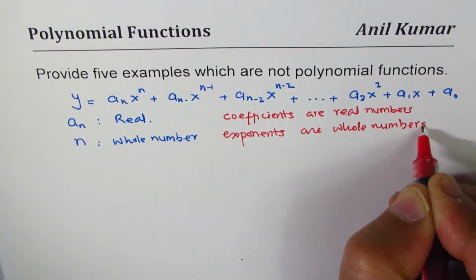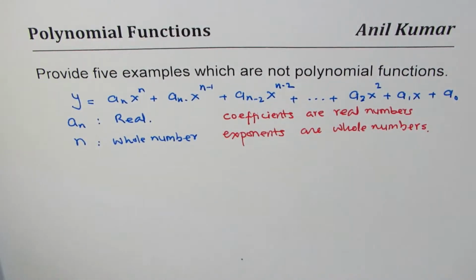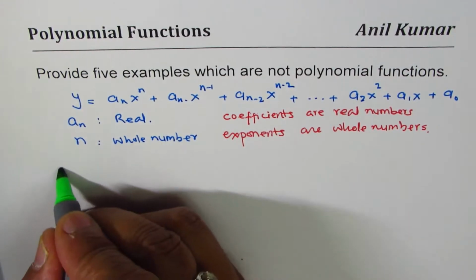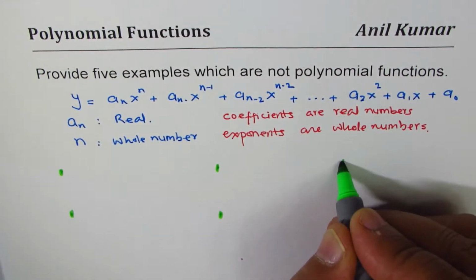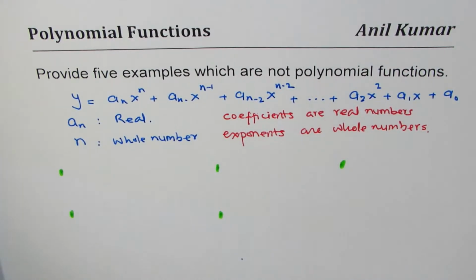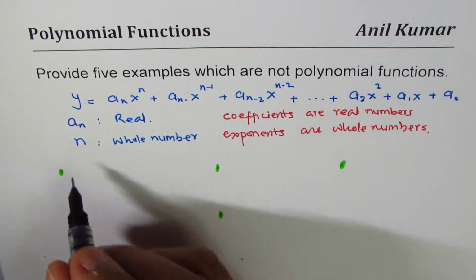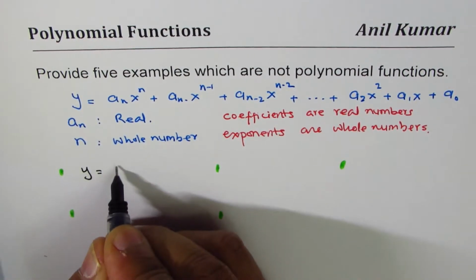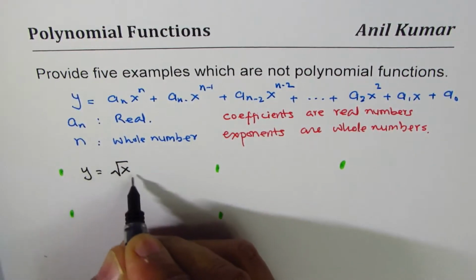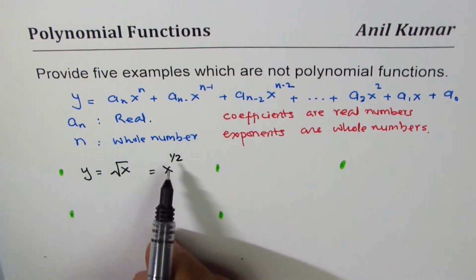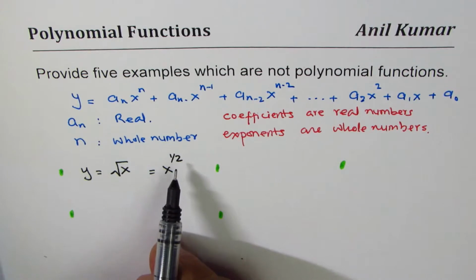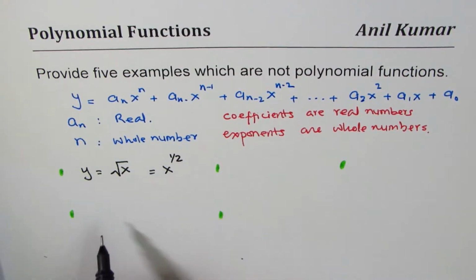Right. Now, based on this, we'll give different examples, correct? So you can always pause the video and write down examples of functions which are not polynomial functions. Some of the examples could be like this: y equals square root of x, right? That means the same as writing x to the power of half. Is that okay? Now, half is not a whole number, and therefore this is not a polynomial.